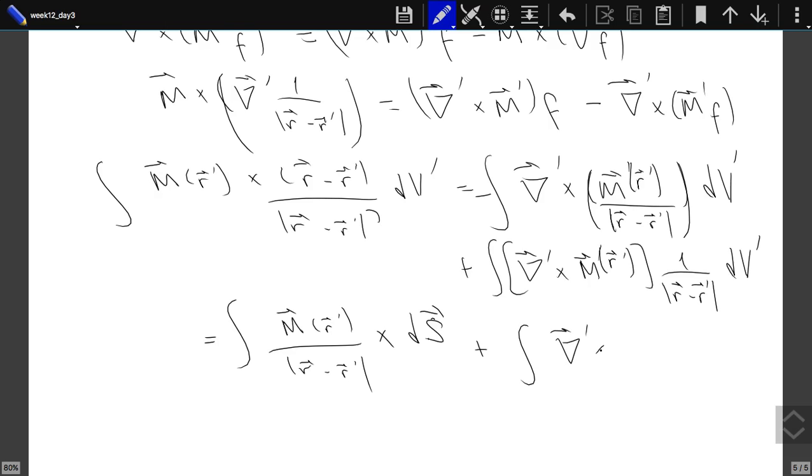plus the curl of M of R prime over R minus R prime. Well, that minus sign, now when I convert that, if you want that minus sign, it is this one. So the problem is which way you put the area vector to take that cross product. It changes the sign.